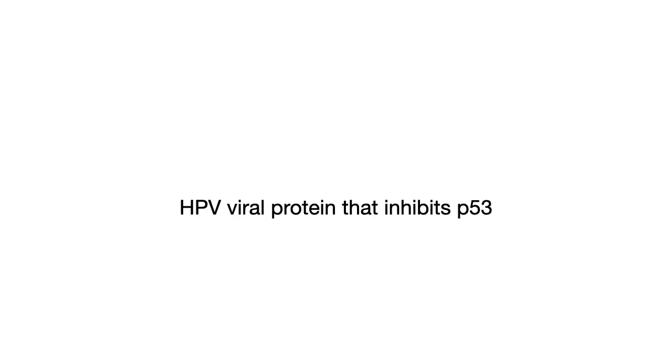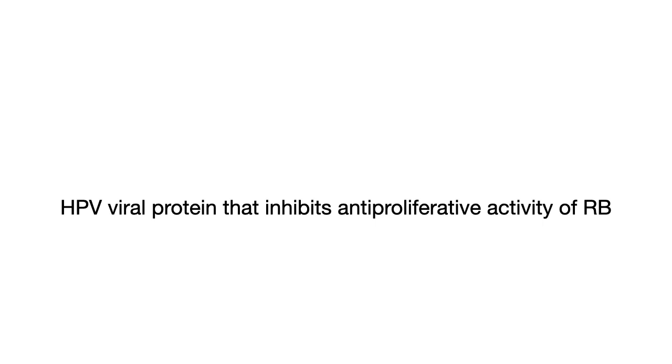This is an HPV viral protein that inhibits p53, leading to increased cellular proliferation. It is the E6 HPV protein. This is the HPV viral protein that inhibits the anti-proliferative activity of RB, leading to increased cellular growth. This is the E7 protein.